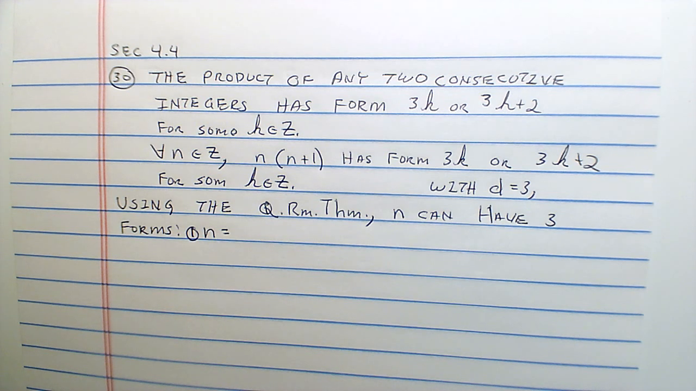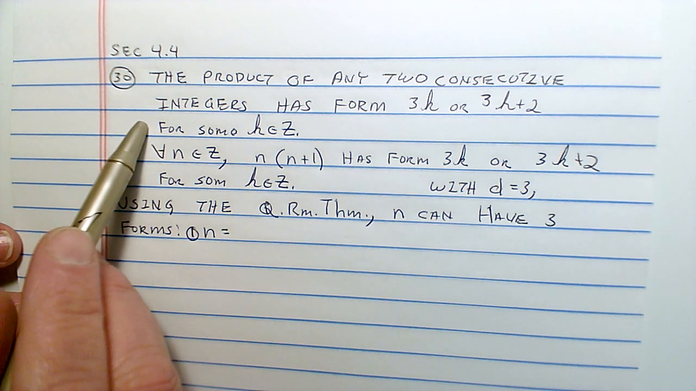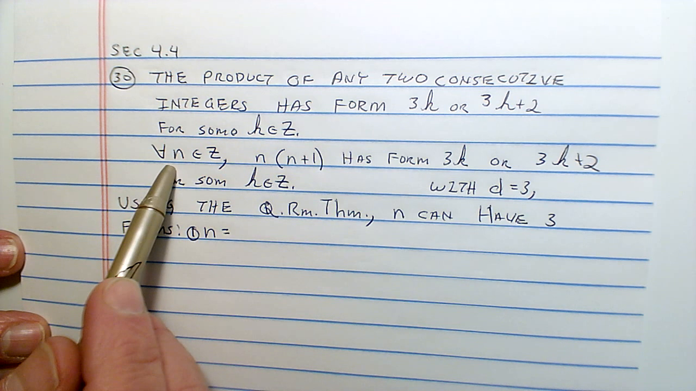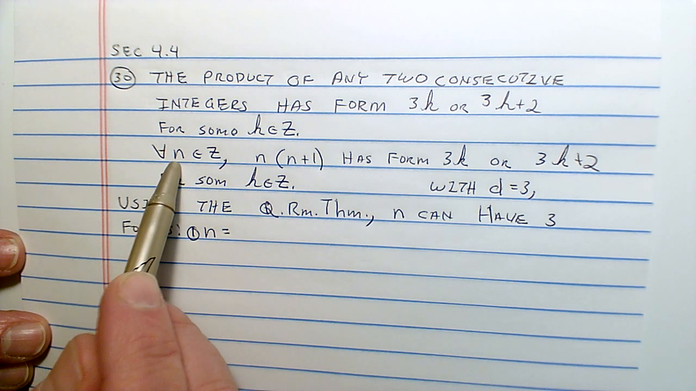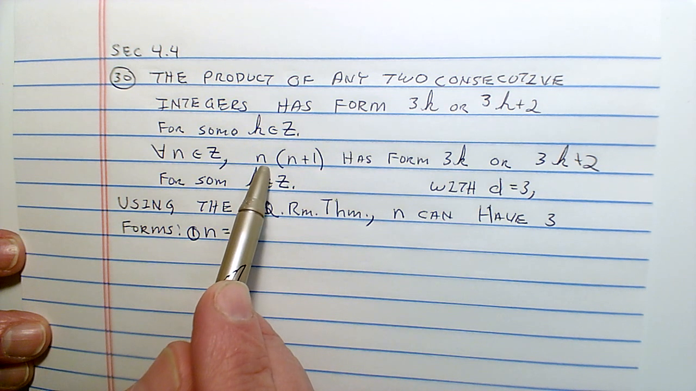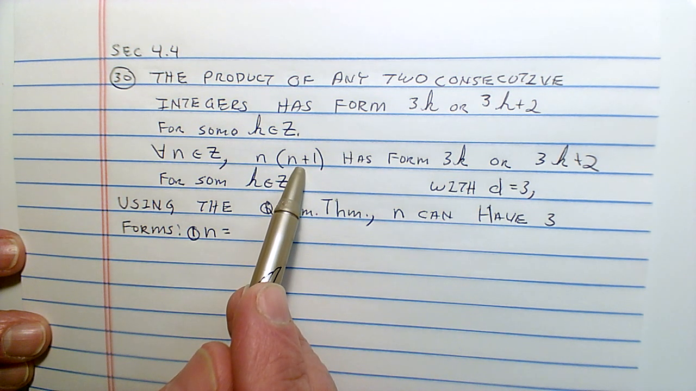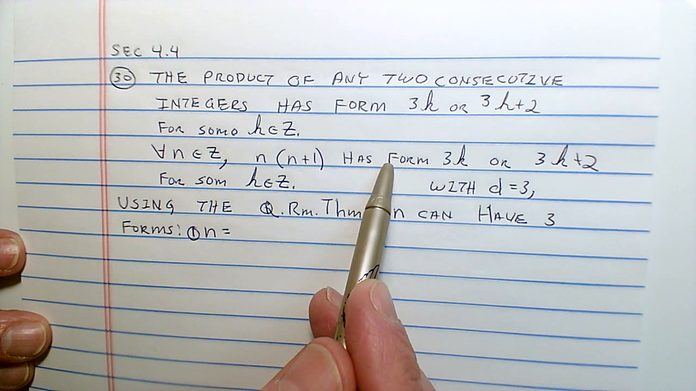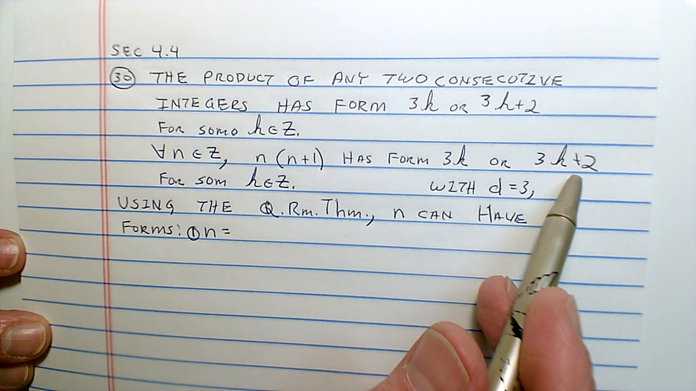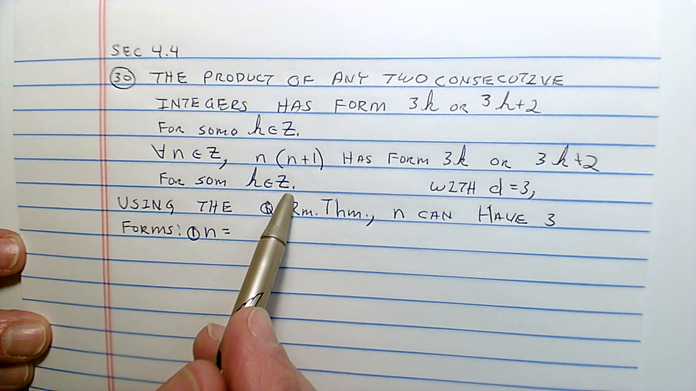In your text, it says, use the quotient remainder theorem with d equal to 3 to prove that the product of any two consecutive integers has the form 3k or 3k plus 2 for some integer k. After writing this with the English sentence, I have rewritten it symbolically. It says for every integer n, the product of n and the next integer, that's the consecutive one after it, has the form 3k or 3k plus 2 for some k that's an integer.